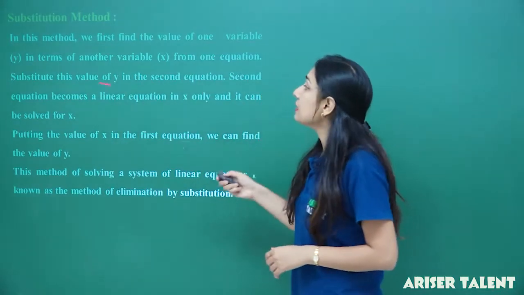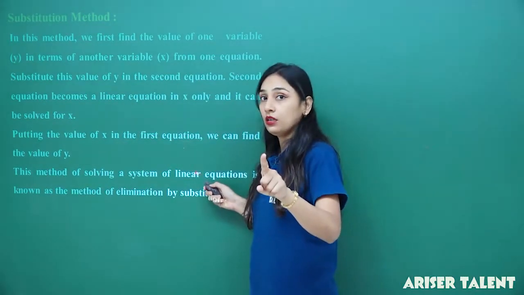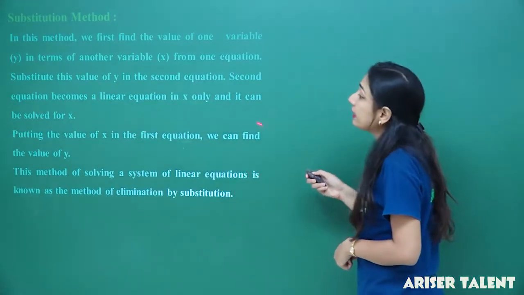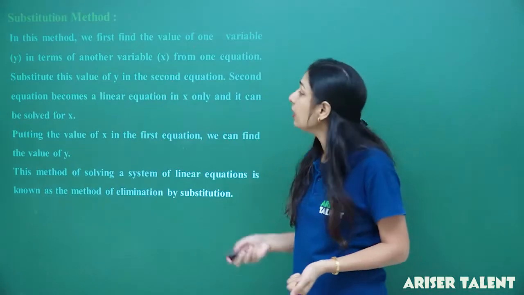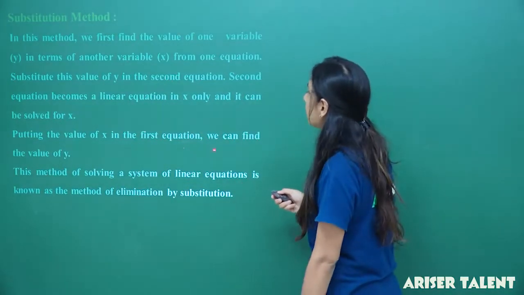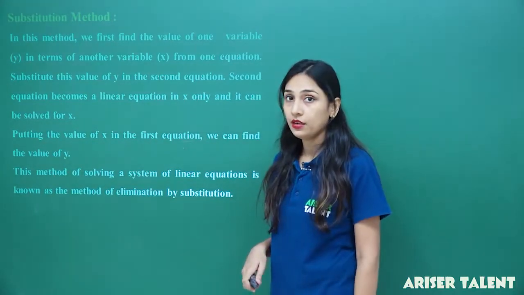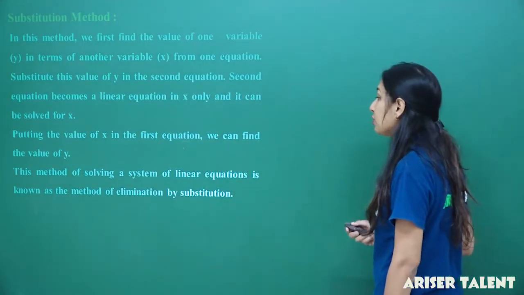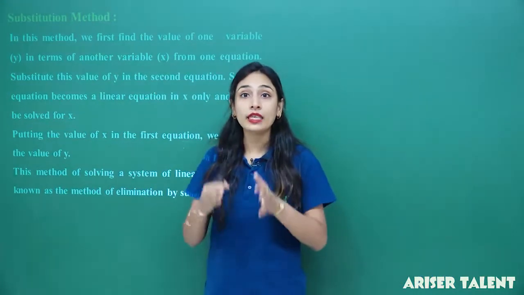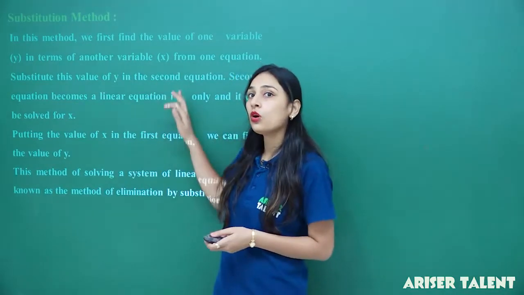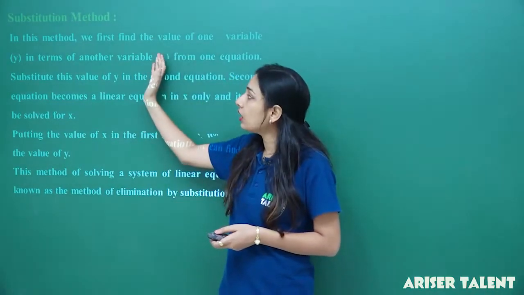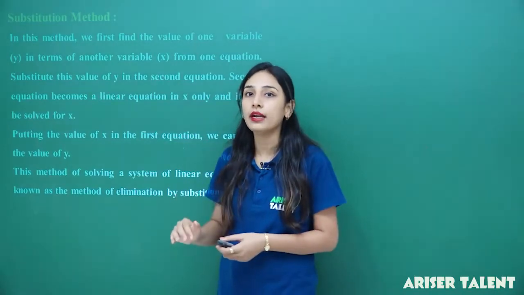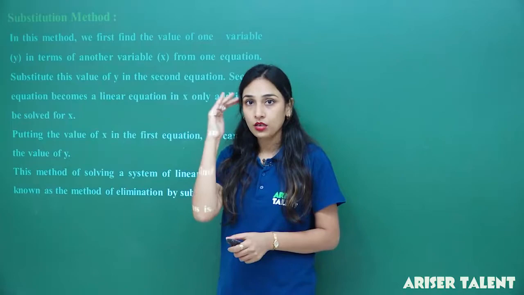The value of y in the second equation becomes a linear equation in x only, because we have substituted the value of y in x terms. Now it has x only, and it can be solved for x. So simple. Now, putting the value of x in the first equation, we can find the value of y. This method of solving a system of linear equations is known as the method of elimination by substitution. Students, if you are not able to understand this language, don't worry, we are going to take an example and solve it, so that this complete procedure can be clear in your head.